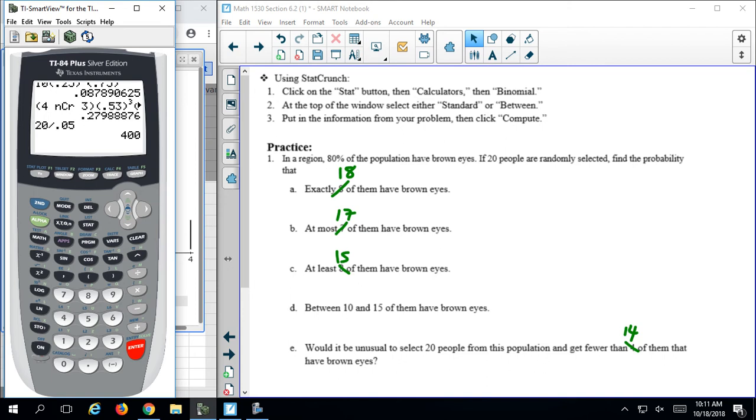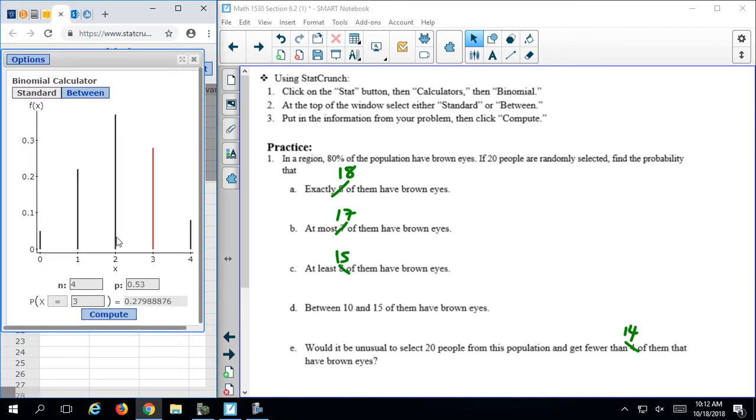Do we agree? I think so, right? In a region, we're not talking about a small town or a classroom or something like that. It says in a region. I'm assuming more than one city. So based on that assumption, we can assume independence here. And that means we can use 80% as our probability every trial, okay? Because it's really going to be close to 80% every time anyway. Even if we don't assume independence, it's going to be close. All right, so we're going to use the binomial anyway.